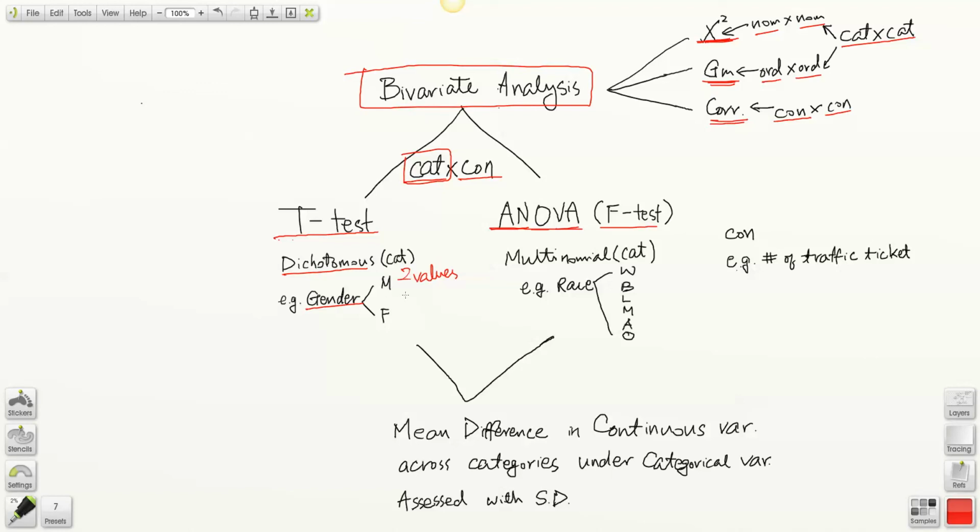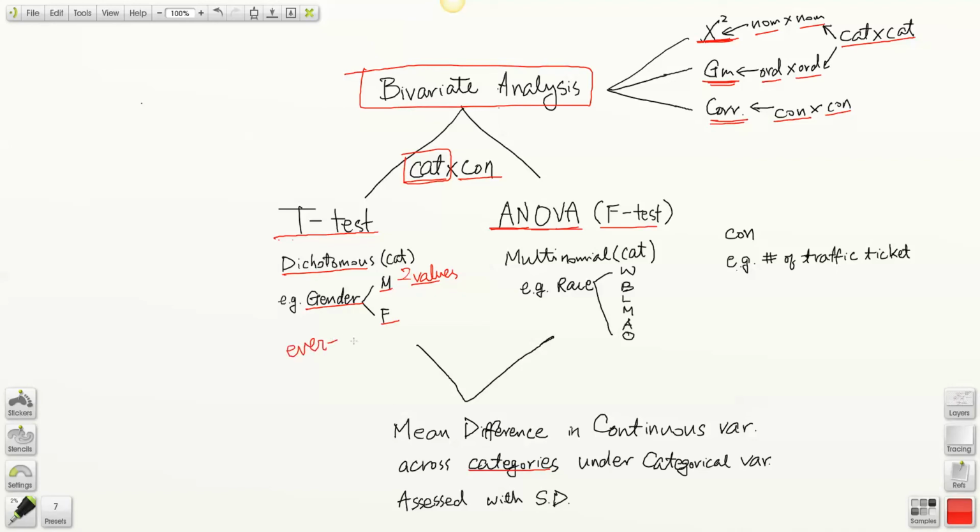How many values or categories or attributes can you think of? Well, again, in statistics, values, categories, or attributes, they're all the same. So, going back to gender, how many values can you think of? I can only think of two, male and female. So, gender is a dichotomous categorical variable.